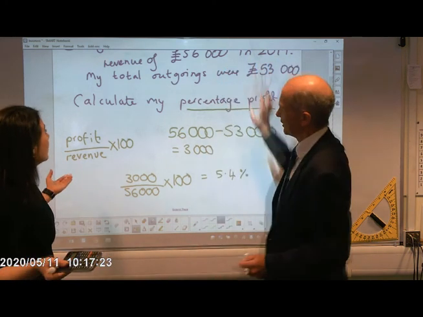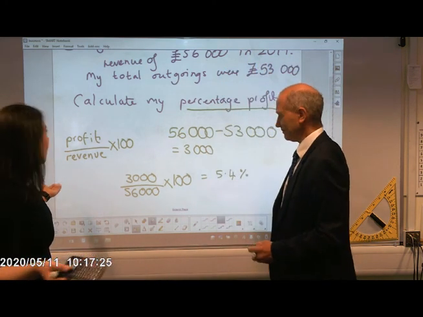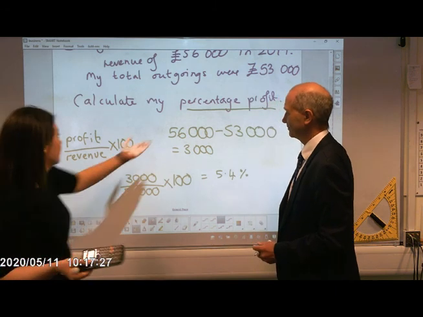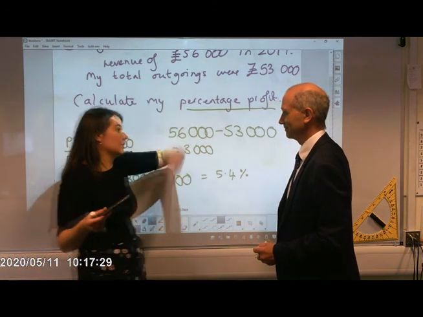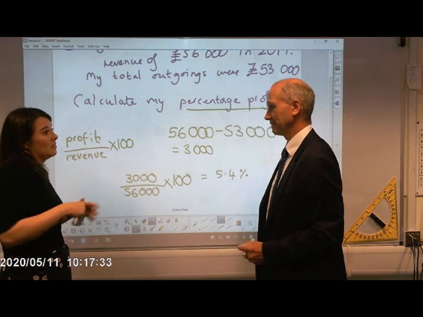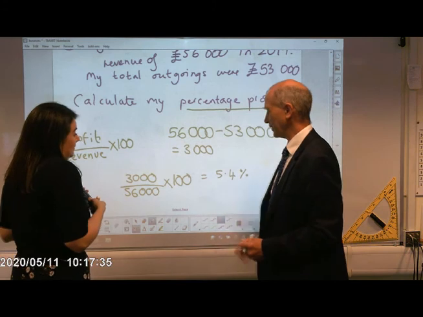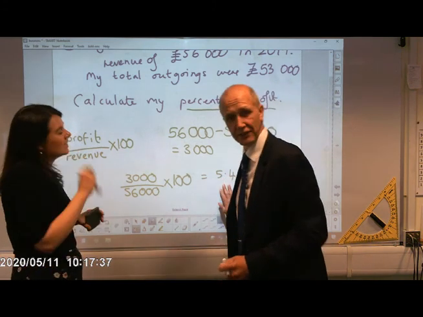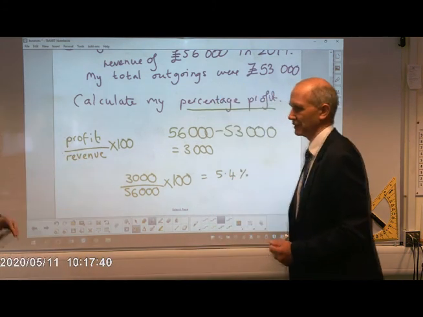If this was like a big chain, and I was making 56 million from the 53 million, then I'd be taking home 3 million. I'd be quite happy with that. So it's a relative term. It's a percentage, so bear that in mind.